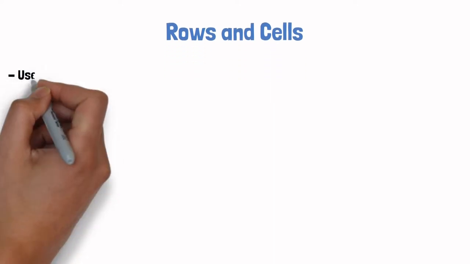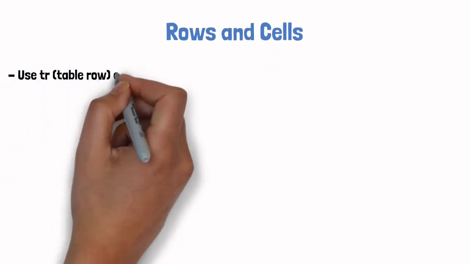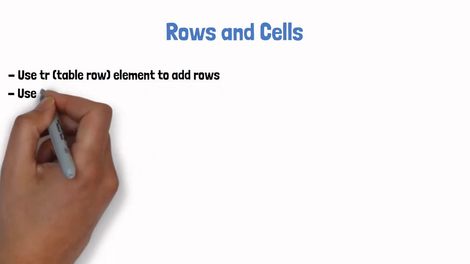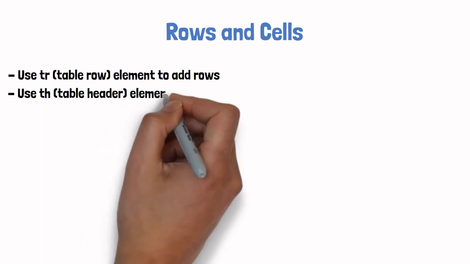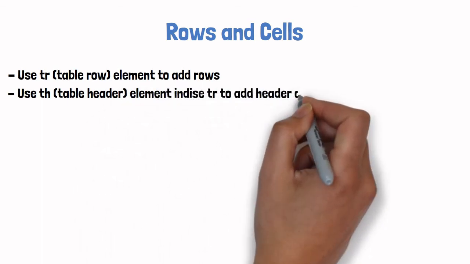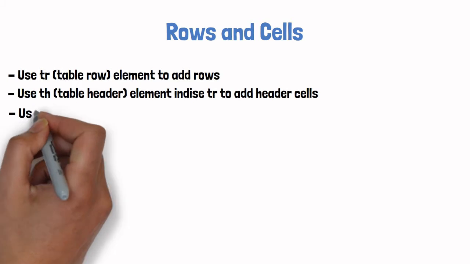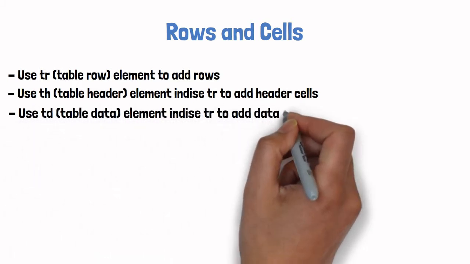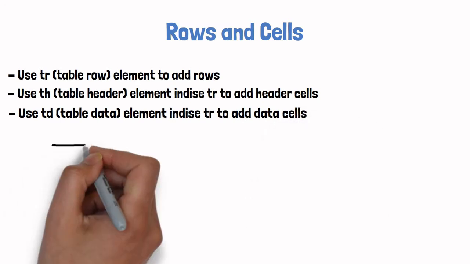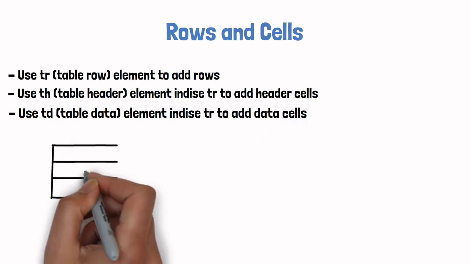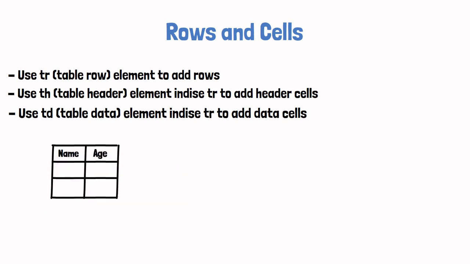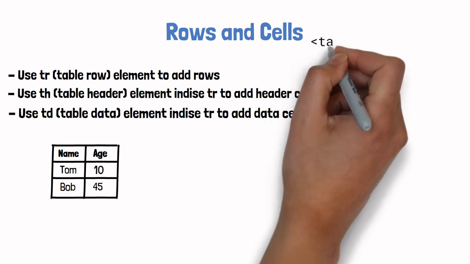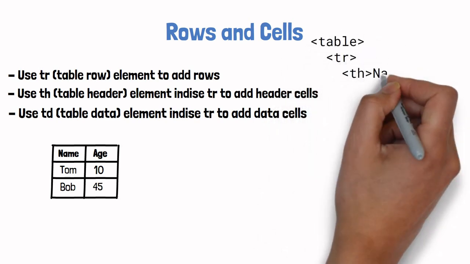We add rows by using the tr element, which stands for table row. We add header cells with the th element, which stands for table header, by placing it nested inside the table row element. We add data cells by using the td element, which stands for table data, by placing it also inside the table row element. For example, here we have a simple table with the name and age headers and 4 data cells describing 2 persons.